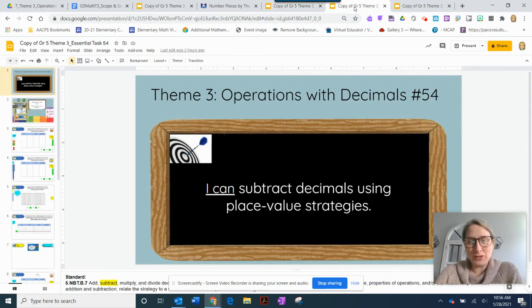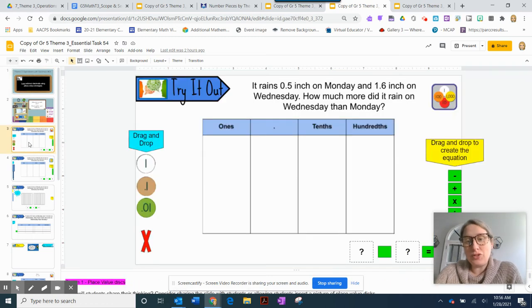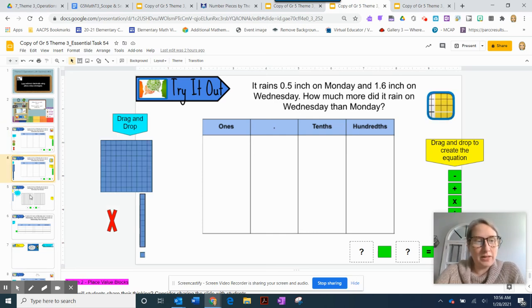We are going to now kind of switch our thinking over to subtraction. Our next two essential tasks are for subtraction. You're going to notice it's the same structure as addition. We're going to have these place value discs. There is a little X here so you can cross out discs as you go. And you'll notice that for the place value blocks as well. So you can cross out ones that you are subtracting away.